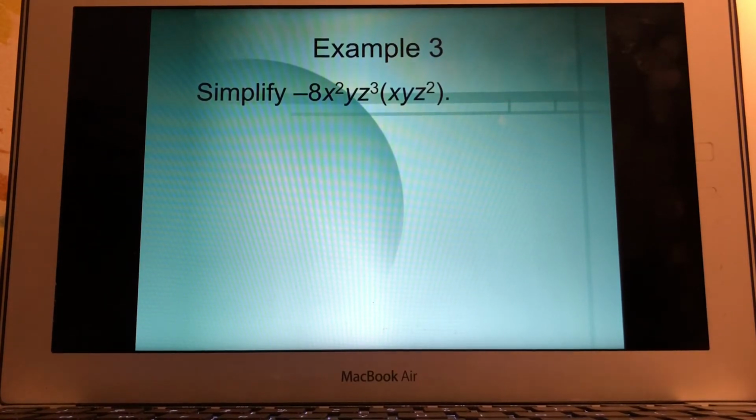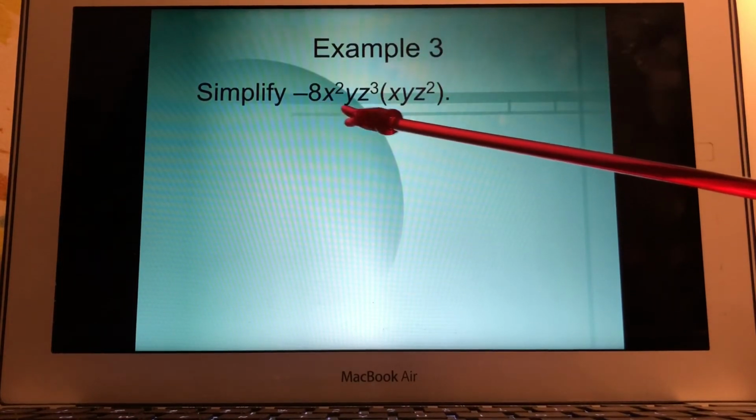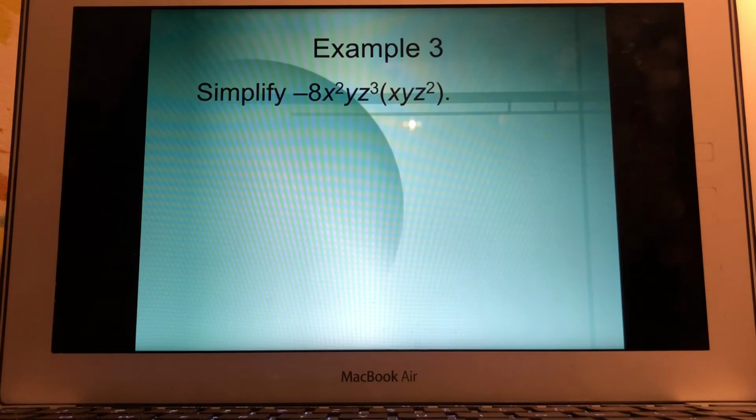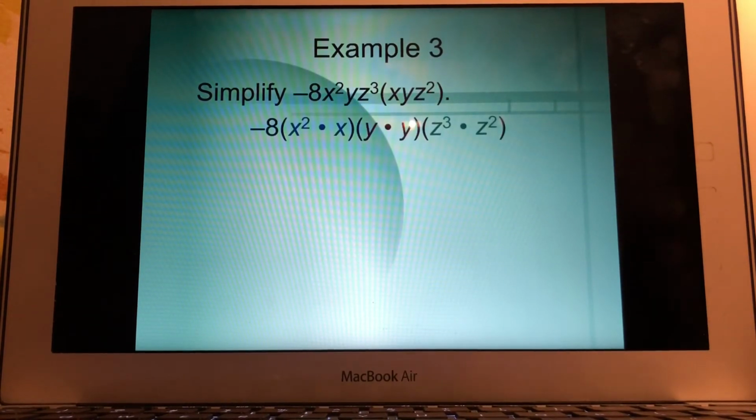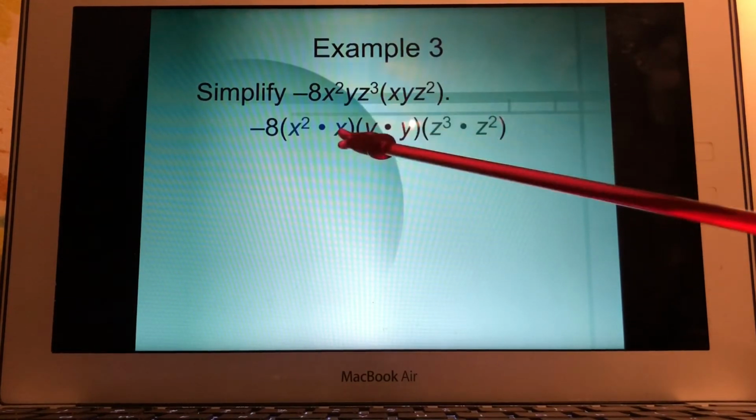And then let's take a look at this. How are we going to simplify this? You're going to take a look at the bases and look for the similar bases. So -8, that will stay the same. Let's combine my x's. X squared times x.